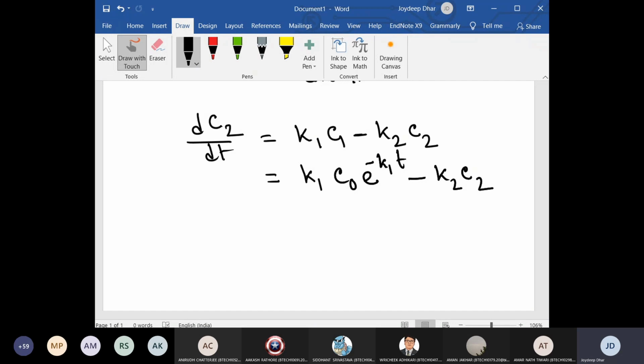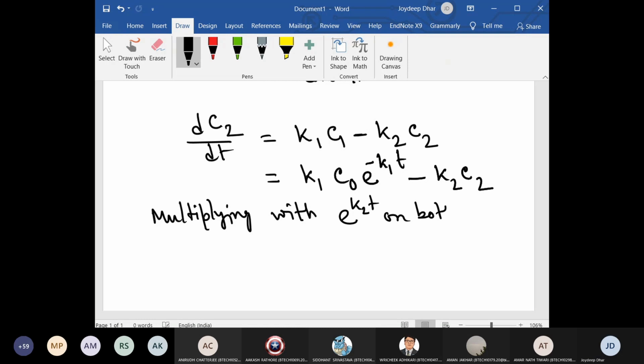So one thing you can do, you have to multiply with e to the power K2T on both the sides. So what will I get? I will get dC2/dt. So this is a trick. So you have to remember.